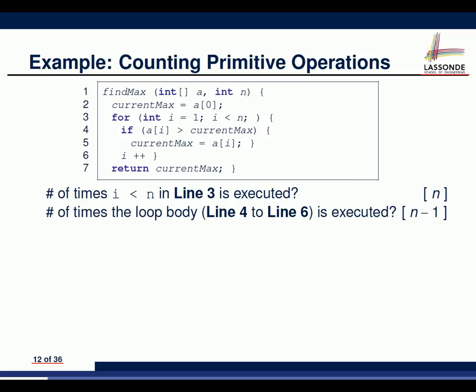So let's now count line by line. Ignoring line number 1, which is just declaring the method. The first line of the method is really line number 2. Now, line number 2, how many primitive operations can you see? How many? I heard 2, I heard 1. When you said 1, which one?